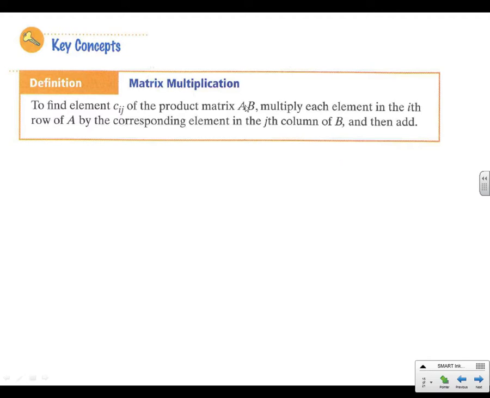All right, so here's the definition of matrix multiplication, right? And so this is just kind of in words explaining what we just did.